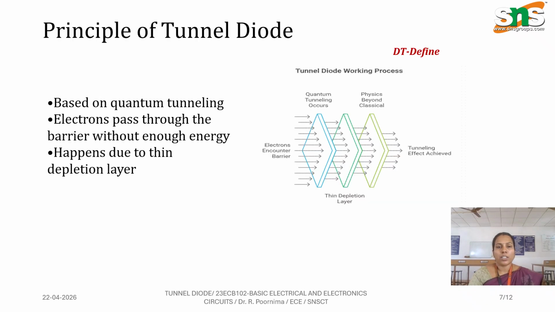And the principle of tunnel diode. The tunnel diode working process is given. Based on the quantum tunneling, electrons pass through the barrier without enough energy. This happens due to the thin depletion layer present in this tunnel diode. This produces the effect called negative resistance, which means at a particular voltage called the peak voltage, the current attains maximum and then the current drops to the minimum value.